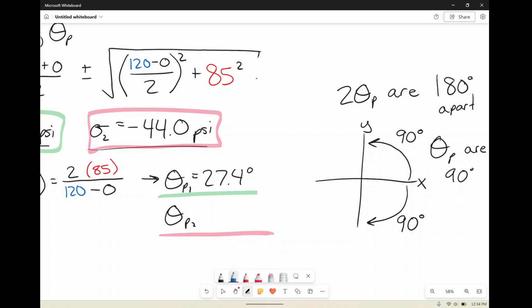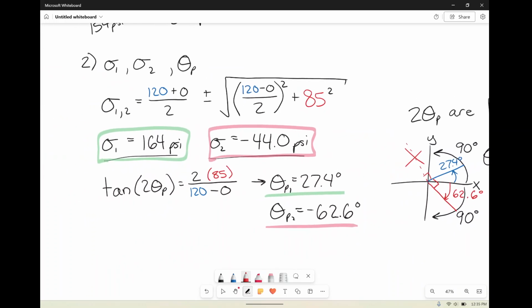So if I currently have a nice 27.4 degrees here, if I were to add 90, I would be over here, right? That would make a right angle. Okay, but we're not looking at that coordinate or that quadrant. We need to go this way, right? And that lovely right angle there. So you're going to take 90 minus that one. And 90 minus 27.4 is going to give us minus 62.6 degrees. So this way is 62.6. Again, it's minus because we're going clockwise. Okay, so there's our two thetas for our principal stresses.